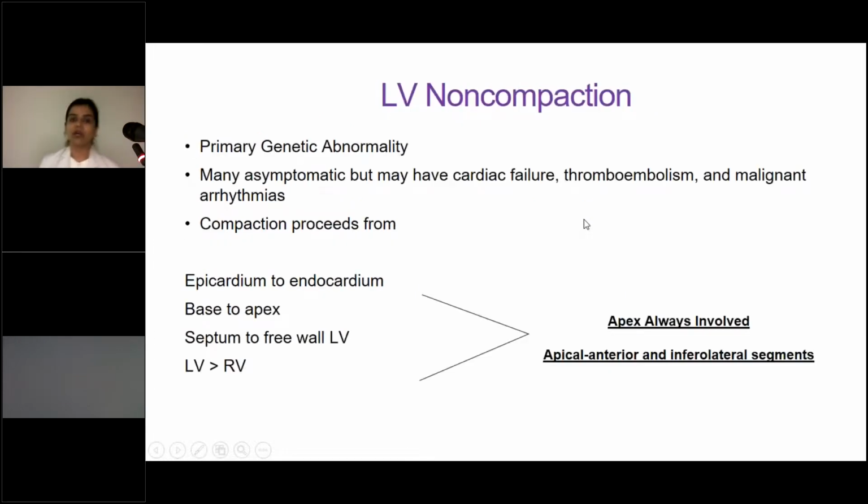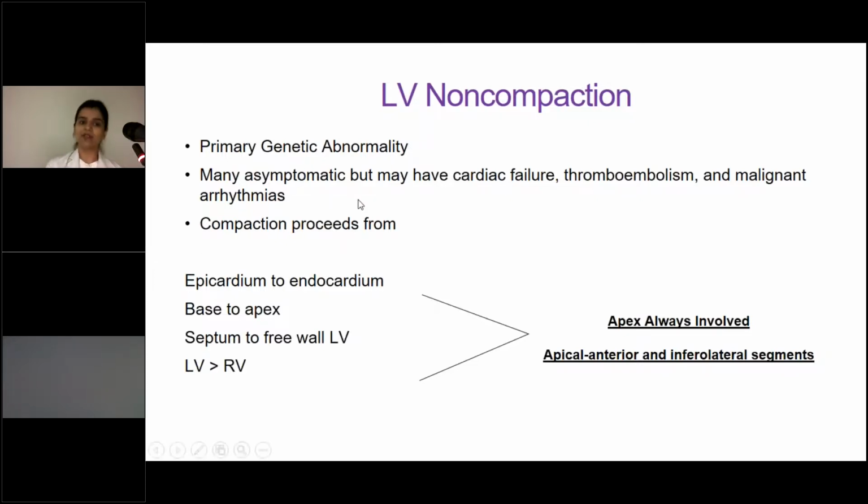So now we come on to the next myocardial disease, which is left ventricular non-compaction cardiomyopathy. Now, this is a primary genetic cardiomyopathy, which is a genetically heterogeneous disorder with variable penetrance, which manifests in the form of structural heart disease.